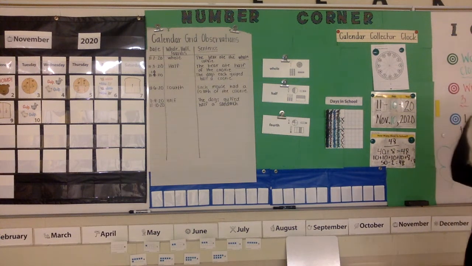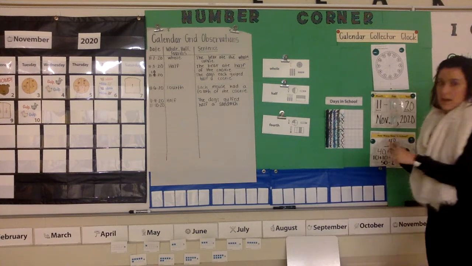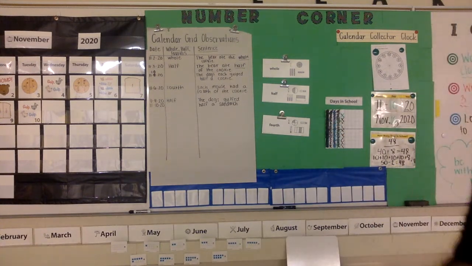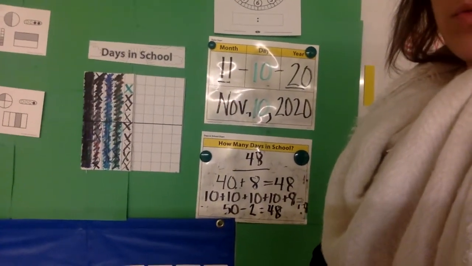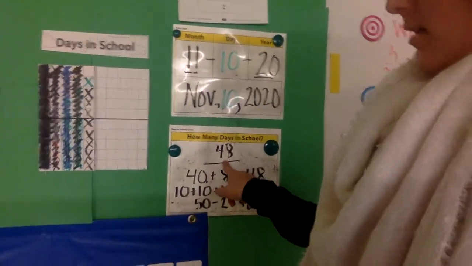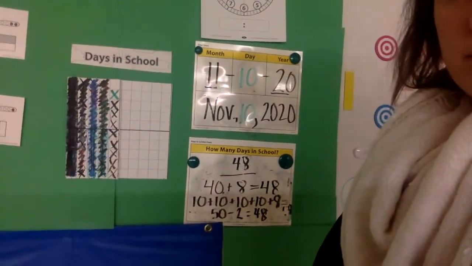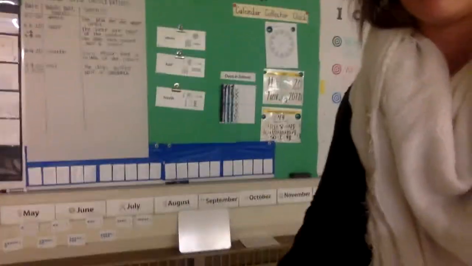And today is Tuesday. I am going to add an X. So I'm going to bring it a little bit closer so you can see our chart. And I want you to think about what our number is today. How many days in school? Yesterday was 48. We see that. But I want you to take a look at our chart. What could you do to help you? So think of those math equations, and I am going to write some of them down.